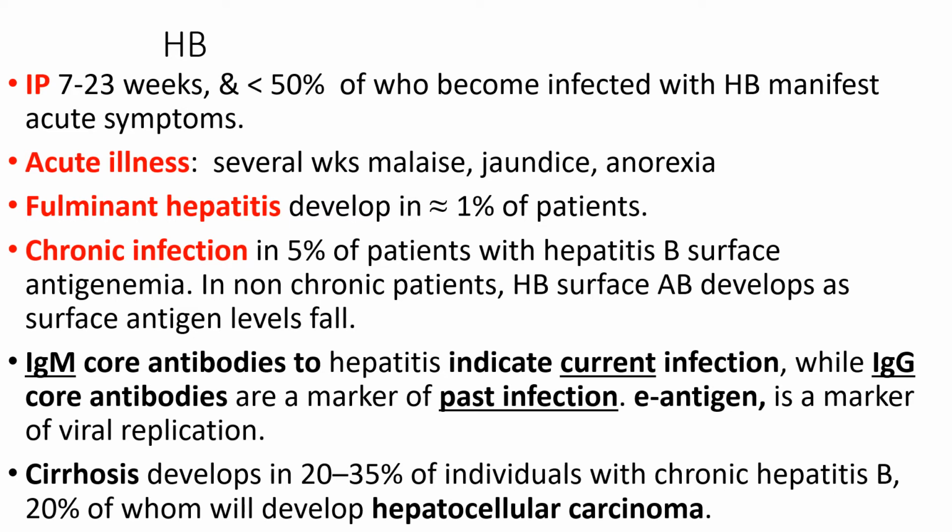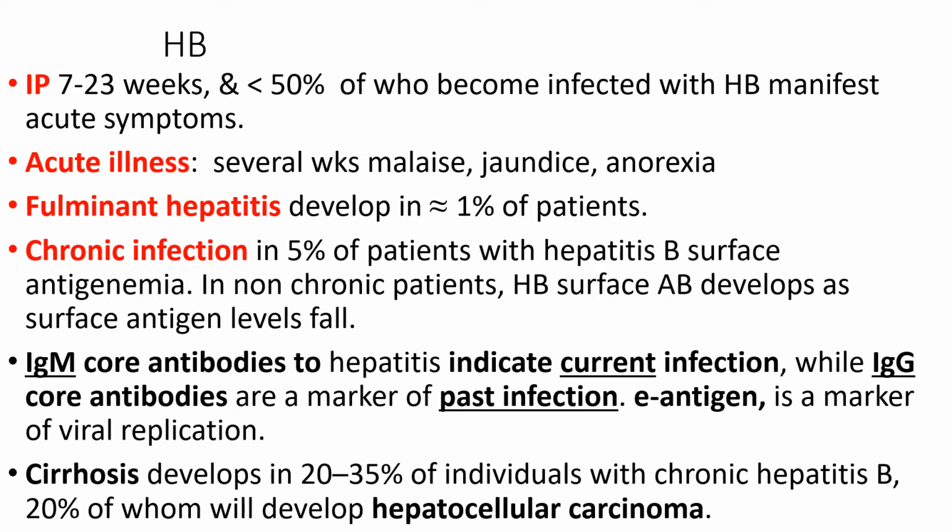Hepatitis B, continued. The incubation period is from 1 week to 3 weeks, and less than 50% of those who become infected with HBV manifest acute symptoms. Acute illness lasts several weeks, with malaise, jaundice, and anorexia. Fulminant hepatitis develops in about 1% of patients, and chronic infection in 5% of patients with hepatitis B surface antigenemia.